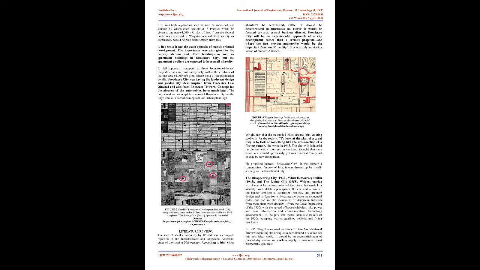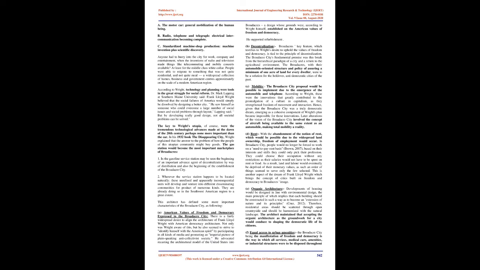Perusing the books in sequential order, one can see the movement of American futurism over more than three decades, from the Great Depression of the 1930s, with the spread of household electricity and new information and communication technology advancement, to the post-war techno-idealistic beliefs of the 1950s, complete with streamlined vehicles and flying machines. In 1935, Wright composed an article for the Architectural Record depicting the rising advances behind his vision for this new ideal world.